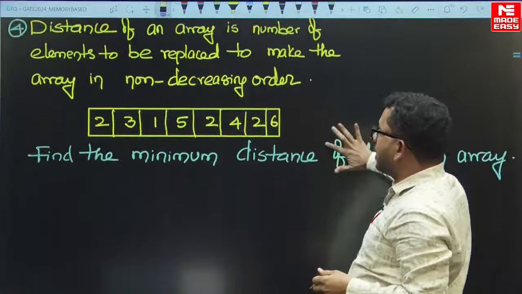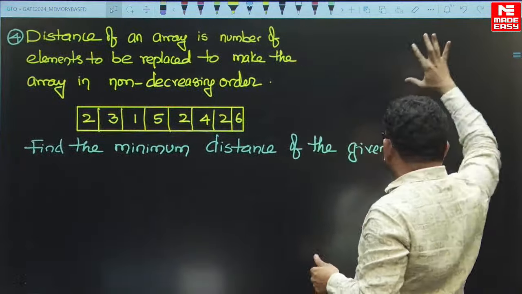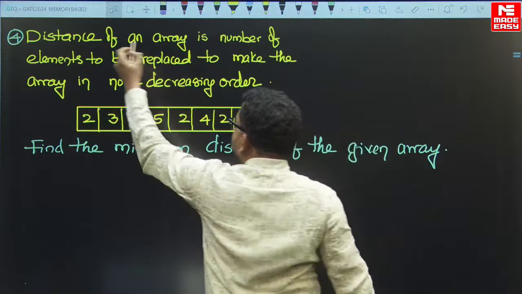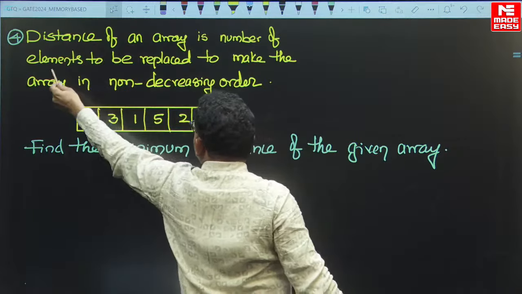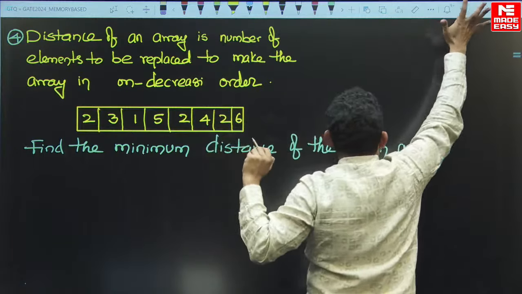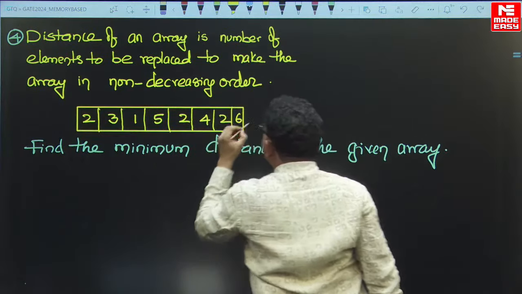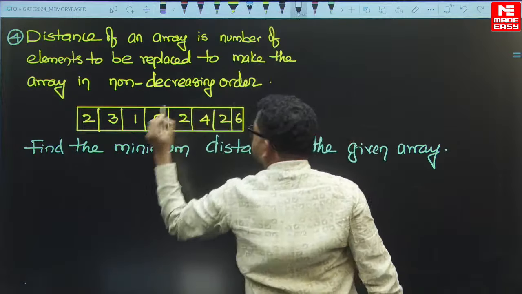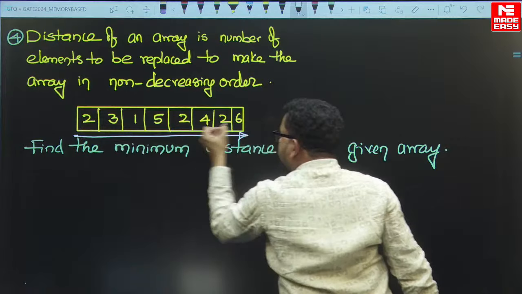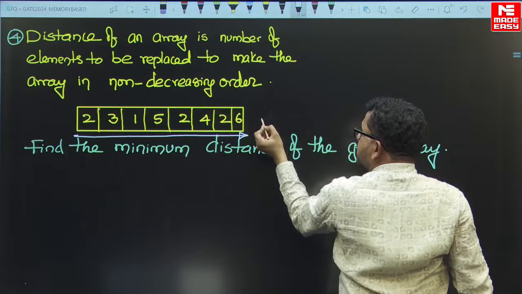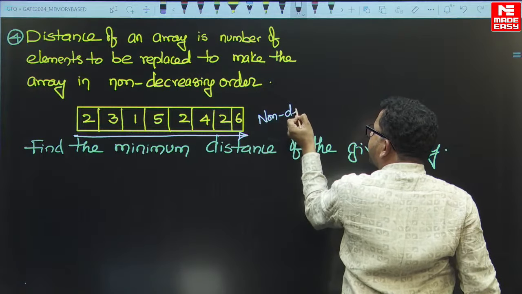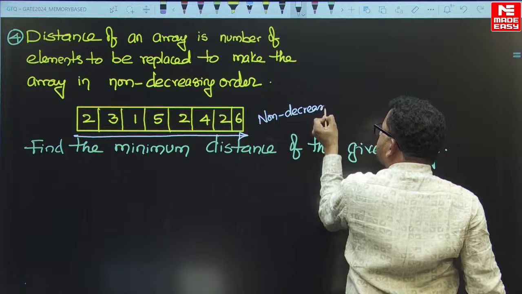So this is the question which I received. Just give the response: is it the correct question? The distance of an array is the number of elements to be replaced to make the array non-decreasing order. How many elements have to be replaced so that the array becomes non-decreasing order, meaning duplicate values can exist, increasing order.